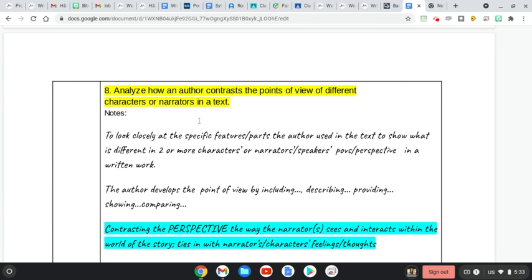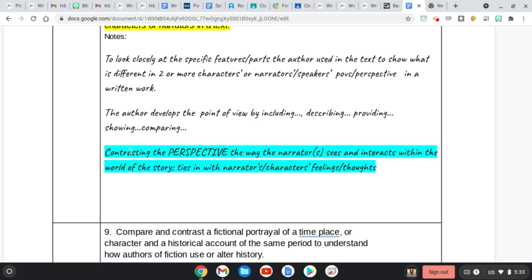And as we look at contrasting points of view, you really want to focus in on what the author includes in the text that helps us see a difference in perspective between multiple characters' viewpoints, the way they're interacting with the world, the way they're seeing the world. In some cases, we might have more than one narrator. But with point of view here and contrasting it, it may not be the narrator's point of view. It might also be other people embedded in this story that have no part with the narration.